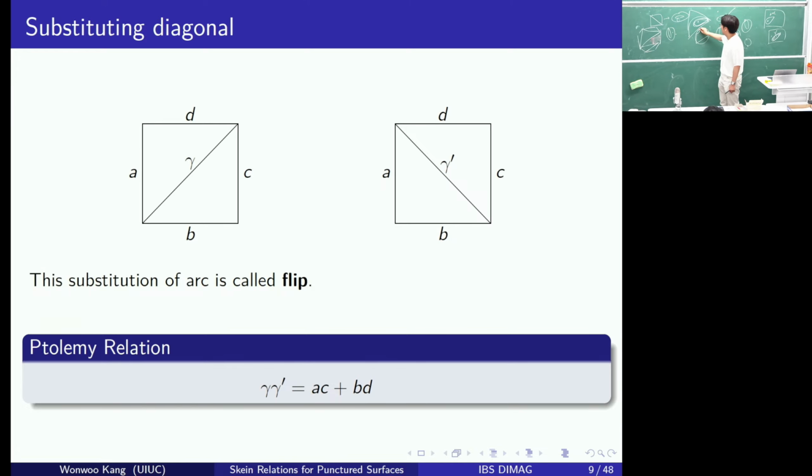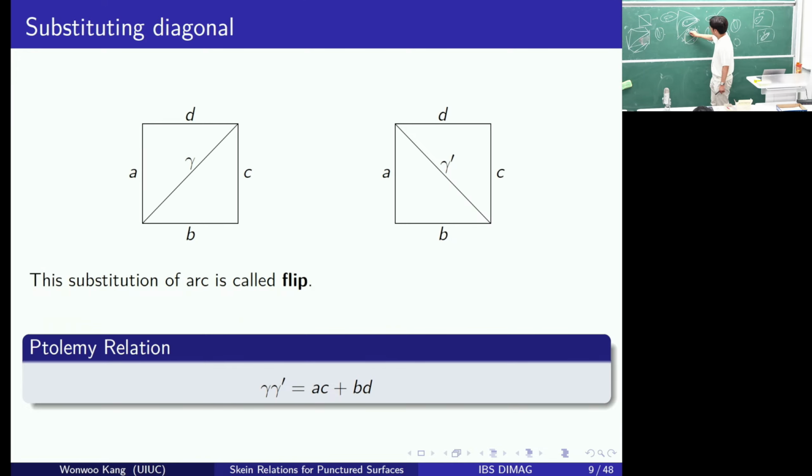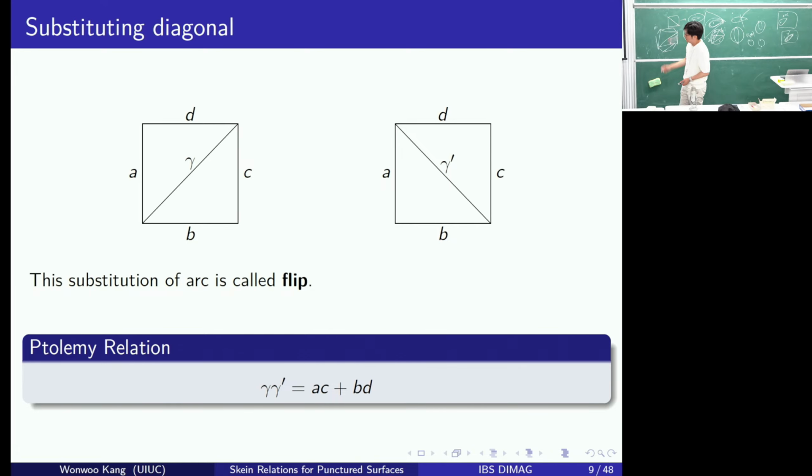So what I'm saying is that A, B, C, D, and this is gamma and this is gamma prime. So the length of gamma and gamma prime multiplied is the same as AC plus BD. So you basically use that relation to define the relation in this algebra.